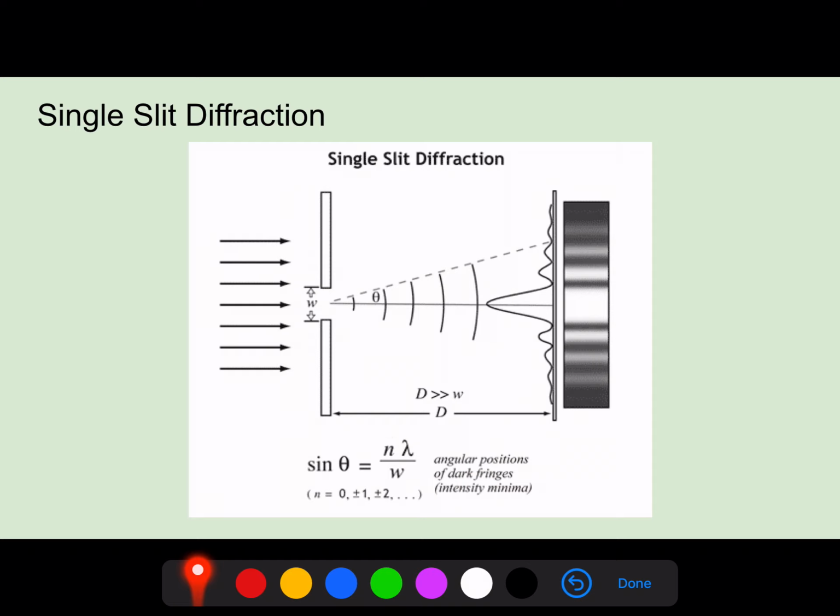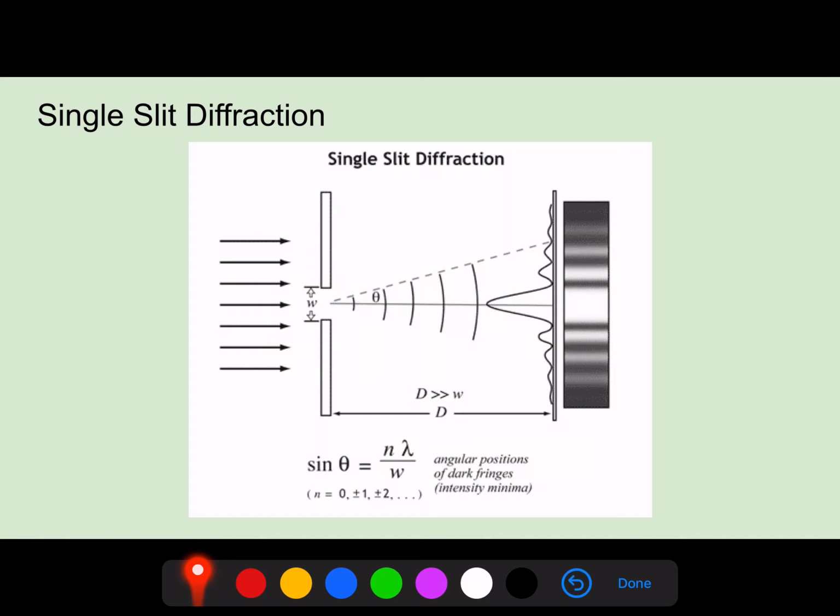The other difference is that instead of the distance between the two slits, that's no longer a sensible thing because we only have one slit. So we're using the width of the slit here as what goes in the denominator. And of course, all of this can be derived. We're skipping that derivation for now.